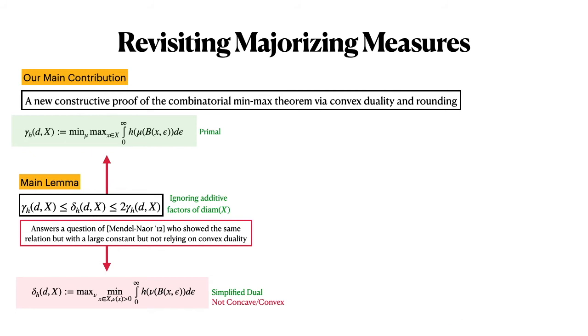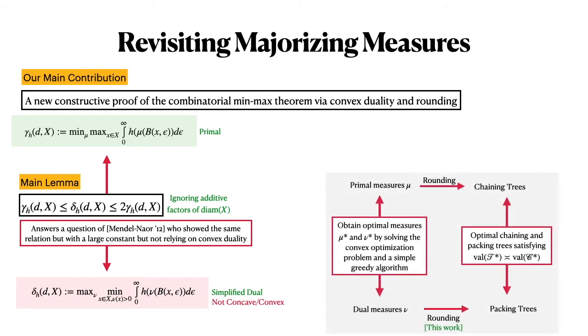Okay, and now one can get primal and dual measures just by solving a convex optimization problem and some simple greedy algorithm. And then to get optimal chaining and packing trees, you can just apply some rounding algorithms, which I will tell you about later, to get chaining and packing trees. And this gives a constructive way to prove the majorizing measures theorem.